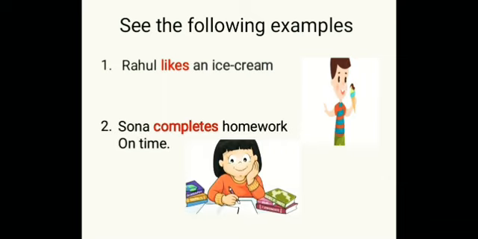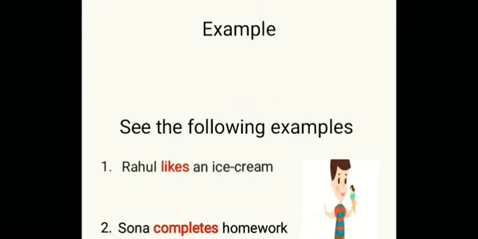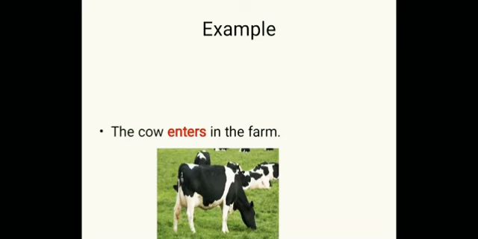Sona completes homework on time. Are you Sona? No. Am I Sona? No. We are talking about third person whose name is Sona. So we add s to the verb. Because Sona is third person, singular subject she. So we add s to the verb. The cow enters the farm. The cow third person. So we add s to the verb. The cow, singular subject.